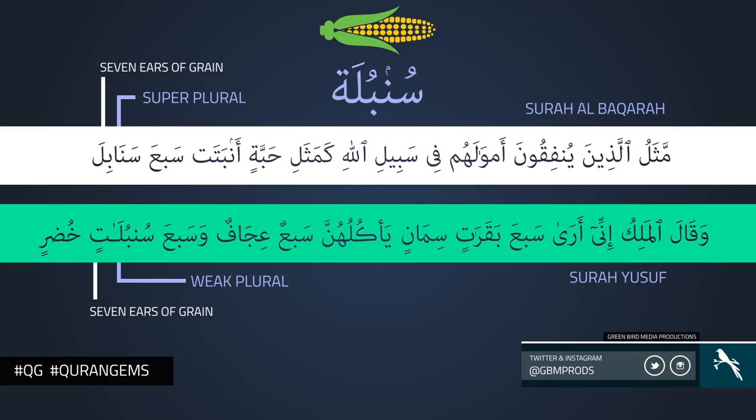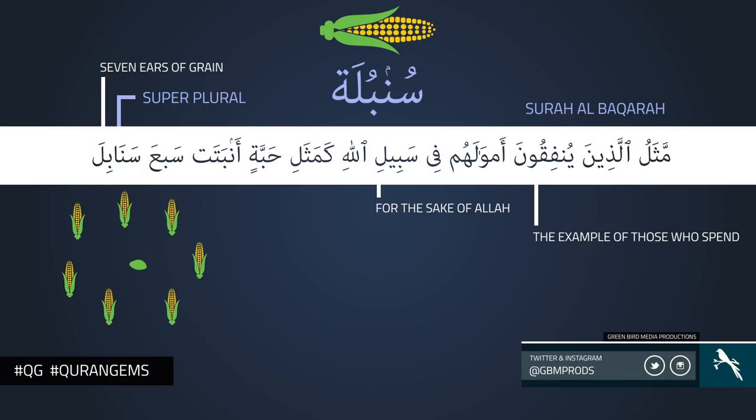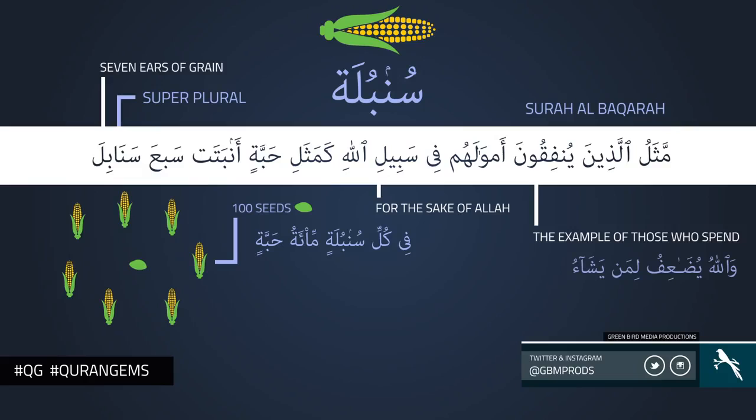How come? When you look at Surah Al-Baqarah, Allah says the example of those who spend for the sake of Allah, in the path of Allah, is like a single seed. And every seed gives birth to 7 ears of grain. فِي كُلِّ سُنْبُلَةٍ مِئَةُ حَبَّةٍ. Inside every ear, there are 100 seeds. وَاللَّهُ يُضَاعِفُ لِمَنْ يَشَاءُ. And Allah multiplies on top of that for whoever He wants.